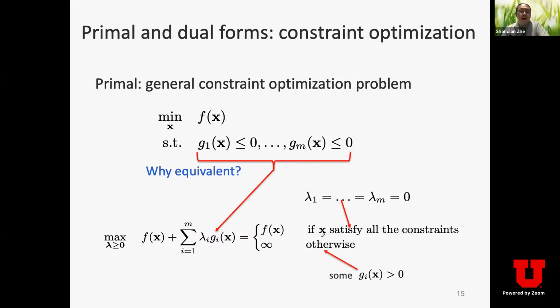So if your x satisfies all the constraints, that means it satisfies all the inequalities, then you have to set all lambda values to be 0 to maximize the Lagrange function. Then the Lagrange function will be the same as f(x). If, on the other hand, this is a feasible region, and you pick any x value outside the feasible region, what will happen?